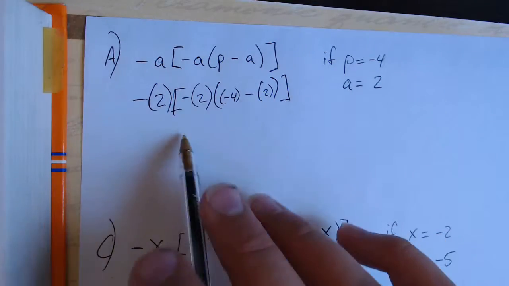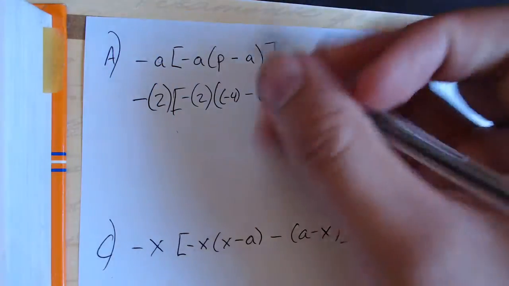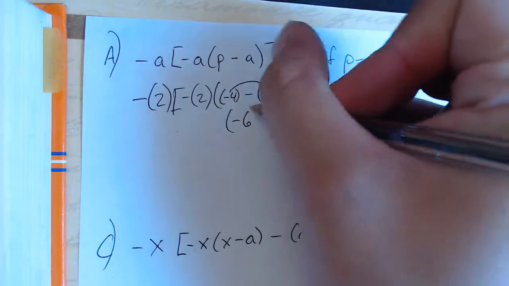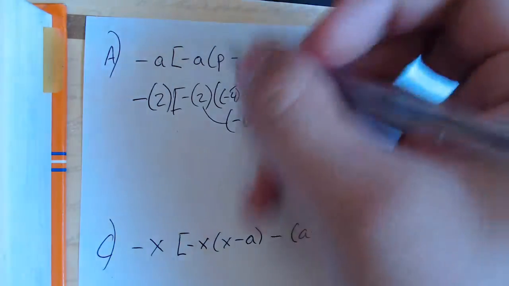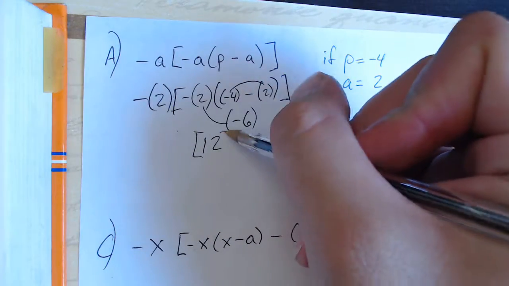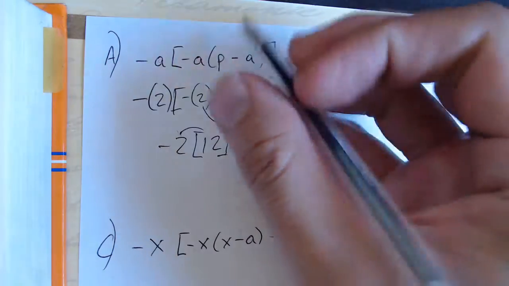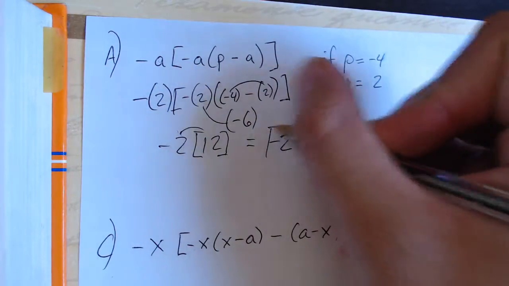So starting from the inside, we'll start with this one right here. Negative 4 plus negative 2 becomes negative 6. Negative 6 times negative 2 gives us positive 12. So inside the brackets we have positive 12 times negative 2, which gives us negative 24 for our answer.